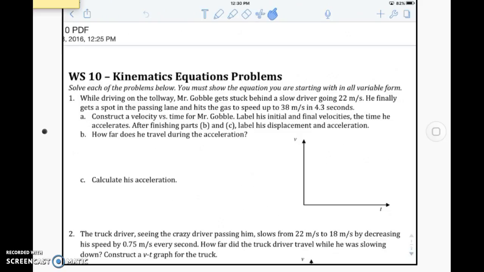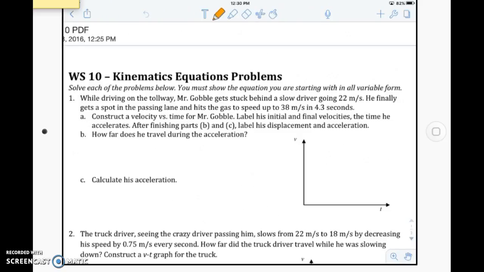So reading the question, it says, while driving on the tollway, Mr. Gobble gets stuck behind a slow driver going 22 meters per second. He finally gets a spot in the passing lane and hits the gas to speed up to 38 meters per second in 4.3 seconds. Construct a velocity versus time graph for Mr. Gobble. Label initial and final velocities, the time he accelerates. After finishing parts B and C, label his displacement and acceleration.